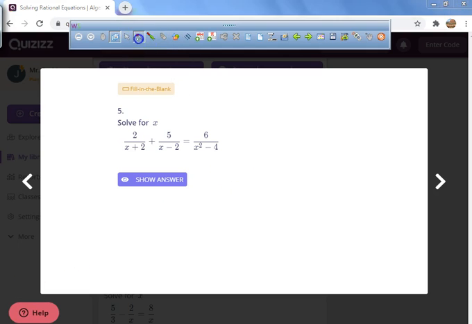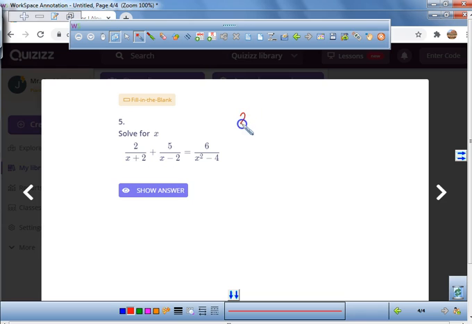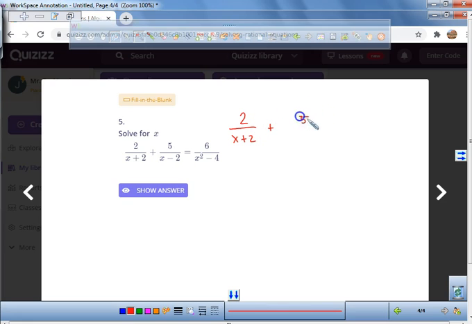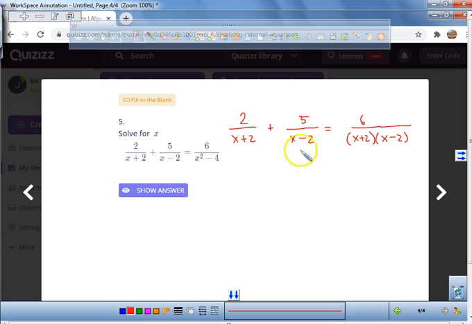All right, let's take a look at this one right here. I'm going to rewrite it, trying to do it as neatly as I can. I have 2 over x plus 2 plus 5 over x minus 2 equals 6 over x plus 2 times x minus 2, because this is called the difference of squares. So this is going to be my least common denominator. Here's what I want you to understand. This guy needs an x minus 2, and this guy needs an x plus 2.